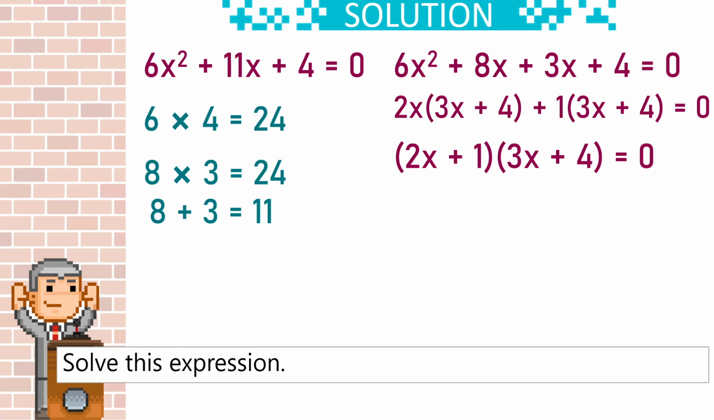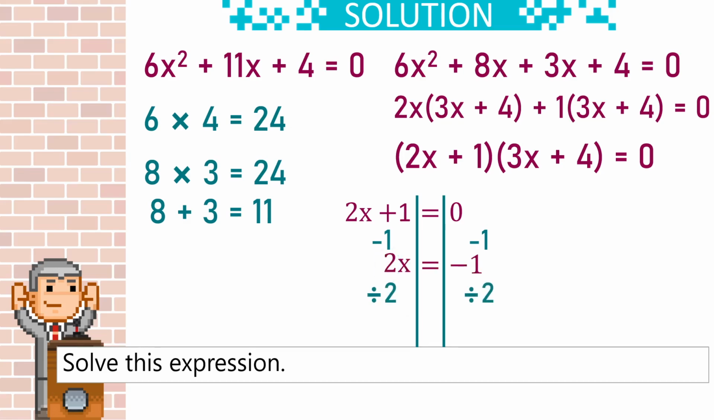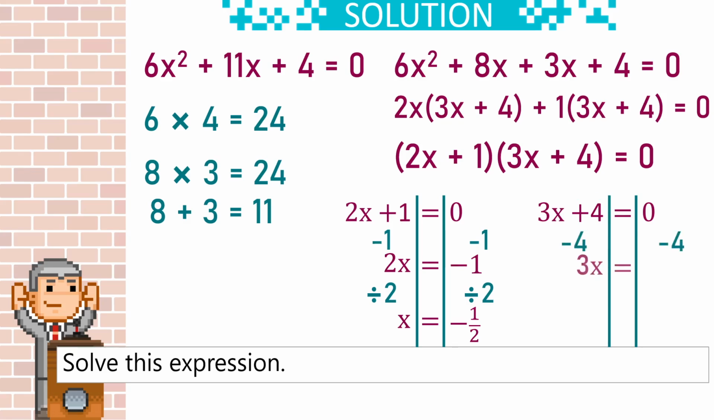To solve, we need to get each of those brackets equal to 0. So 2x plus 1 equals 0, take away 1 both sides, and then divide by 2 both sides, which will give us x equals minus a half. Do the same with the 3x plus 4 bracket, get it equal to 0, take away 4 both sides, and divide by 3 both sides, which will give us x equals minus 1 1/3. So our two solutions are x equals minus a half and x equals minus 1 1/3.